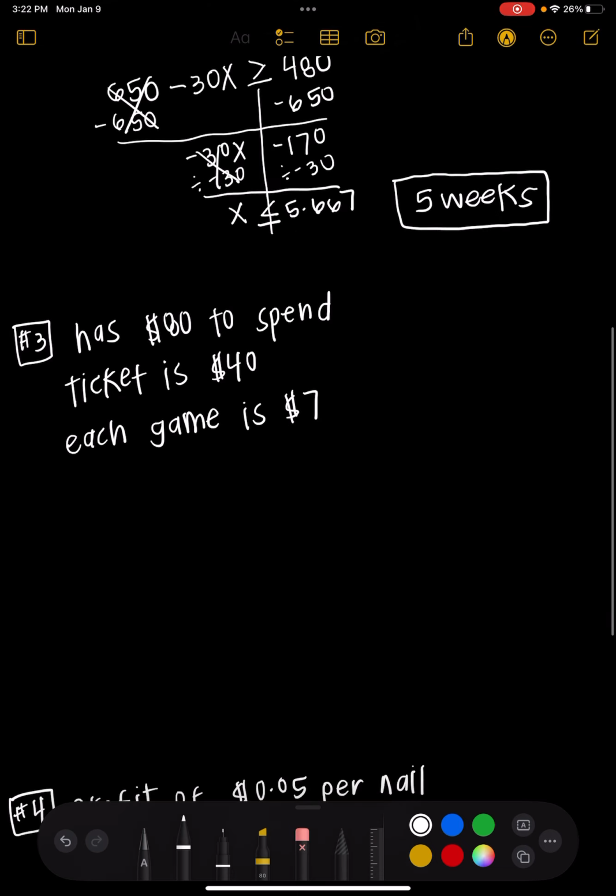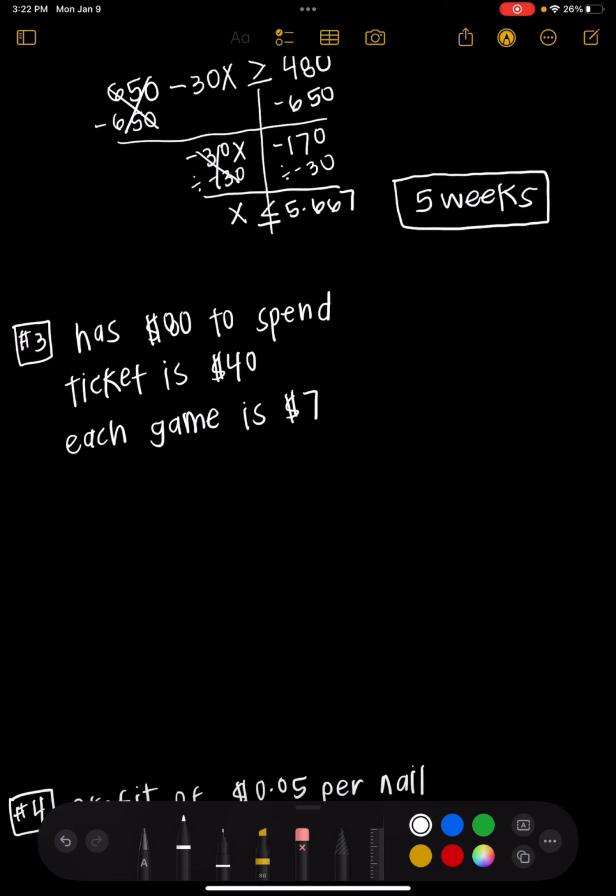Okay, third example. So the third example says Susan goes to an amusement park with $80. Her ticket into the park costs $40 and each game she plays is $7. What is the greatest number of games Susan can play? In this example, we don't have that per week or per cup or any of that per word, but we want to look at what we're trying to figure out.